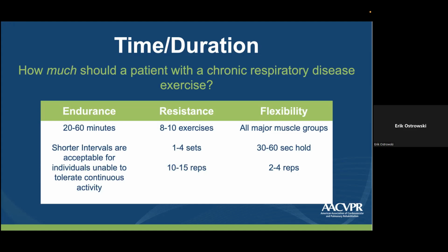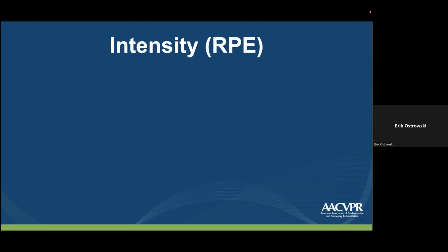We'll talk about this a little bit more when we talk about progression, but shorter intervals are appropriate. For resistance exercise, it's same as for an otherwise healthy population. So this would include 8 to 10 different exercises focusing on all the major muscle groups of the body, 1 to 4 sets per muscle group, 10 to 15 reps per set. For flexibility, all major muscle groups, 30 to 60 second holds per muscle group, and 2 to 4 repetitions. Okay, moving on to intensity, we will start off talking about RPE.